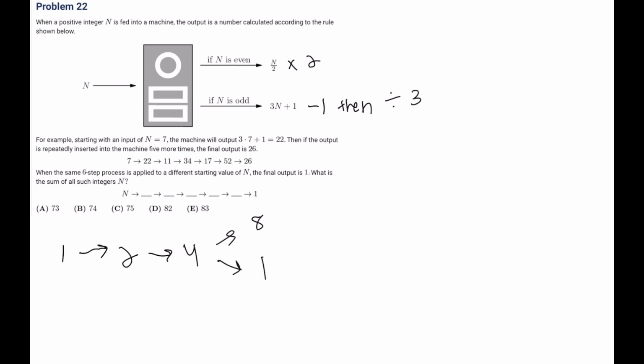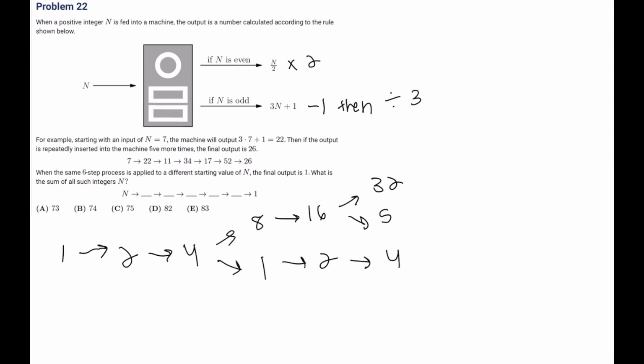So with 8, 8 times 2 is 16, and 8 minus 1 divided by 3 is not an integer, and we know that 1 can only go to 2. And then 16 times 2 is 32. 16 minus 1 divided by 3 is 5. And then we know that 2 can only go to 4.